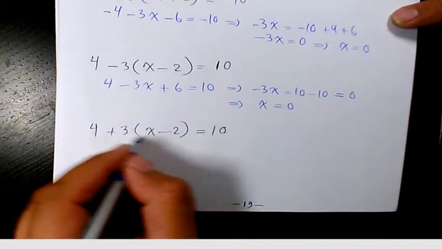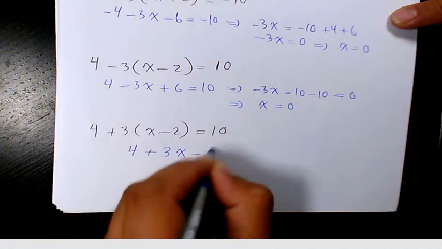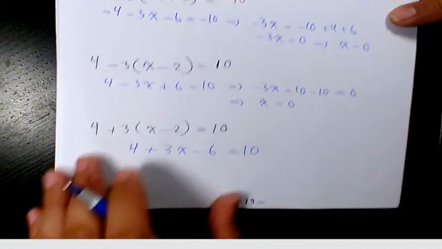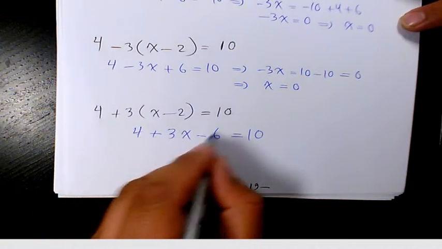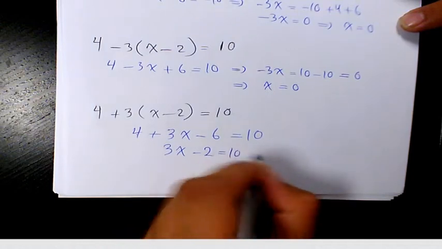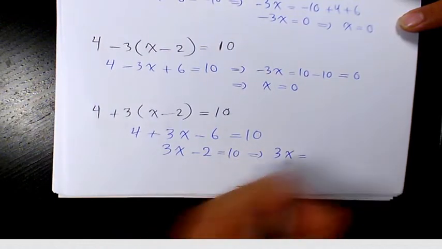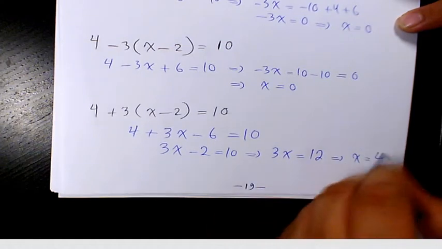4 plus 3 times x minus 2 equals 10. 4 plus 3x minus 6 equals 10. 3x minus 2 equals 10. 3x equals 10 plus 2, 12. x, 12 divided by 3 is going to be 4.